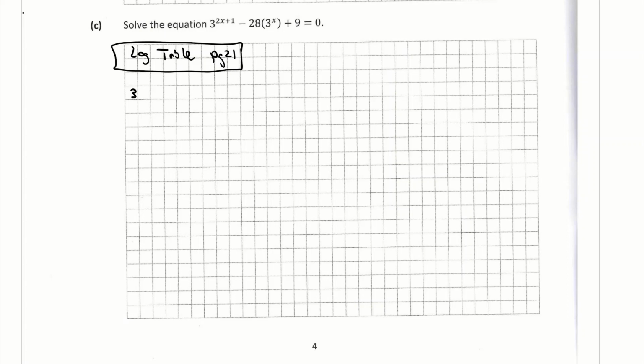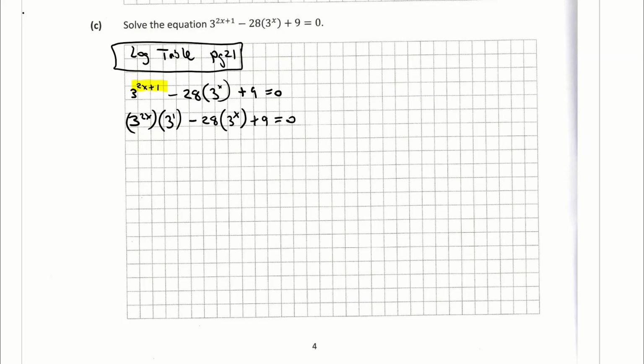3 to the power of 2x plus 1 minus 28 times 3 to the power of x plus 9 is equal to 0. So I'm going to first of all focus here on this power, the 2x plus 1. I'm going to rewrite that again from page 21 in my log tables. So that can be written as 3 to the power of 2x times 3 to the power of 1. So that's the first rule there on that page. And then again, that's minus 28 times 3 to the power of x plus 9.